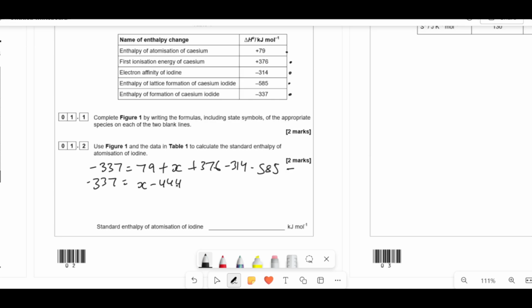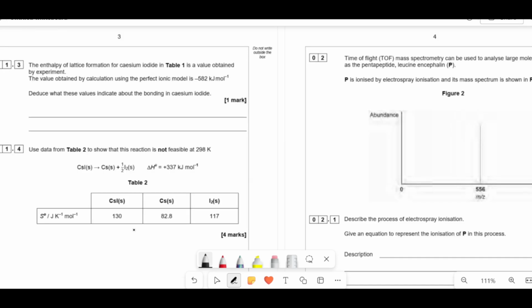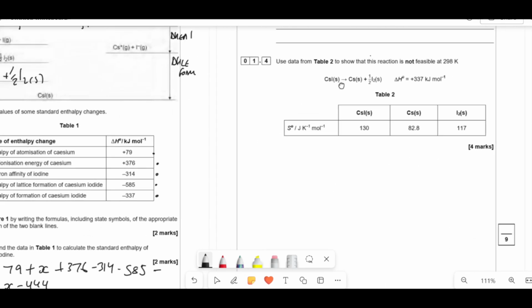Minus 337 plus 444 gives you an X of plus 107. Always include the plus as well. Kilojoules per mole. There you go. The enthalpy of lattice formation for cesium iodide in table 1 is the value obtained by experiment. The value obtained by calculation from this perfect ionic model was this. Deduce what these values indicate about the bonding in cesium iodide.